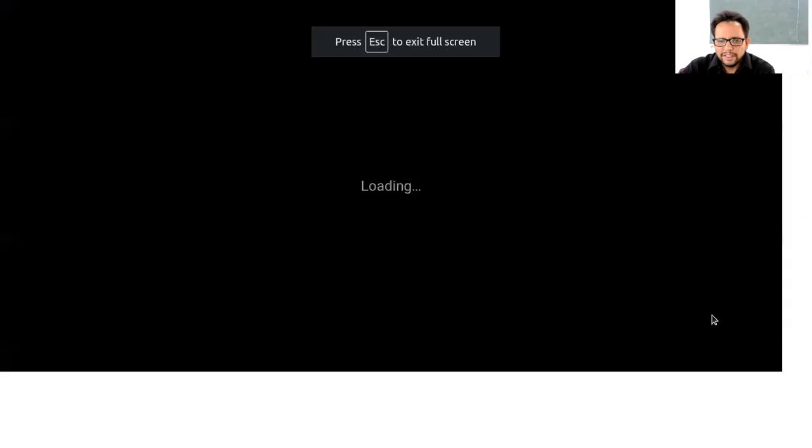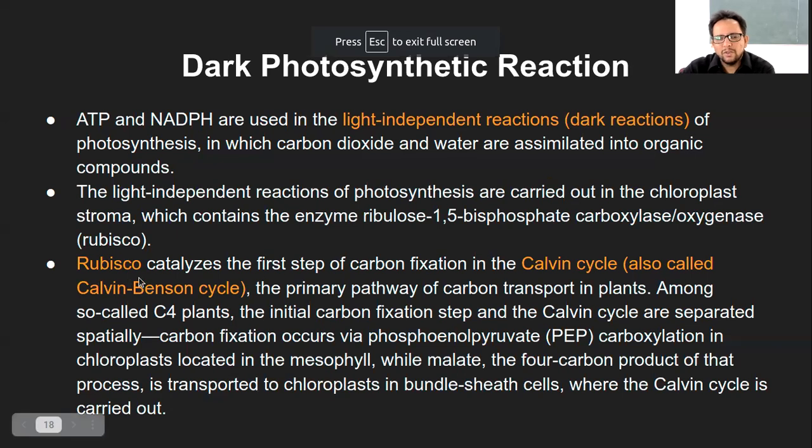Okay, so this particular reaction says Rubisco catalyzes the first step of carbon fixation in the Calvin cycle. That means the Calvin cycle is the primary pathway of carbon transport in plants. Again, it goes back to the same fact that it is a carbon fixation process. From the atmosphere, 1 molecule of carbon dioxide is put down on the pentose sugar, that becomes a 6 carbon sugar, and that is then converted into the glucose molecule. And that glucose is again utilized for energy generation. And then this goes on, because it is a cyclic process.